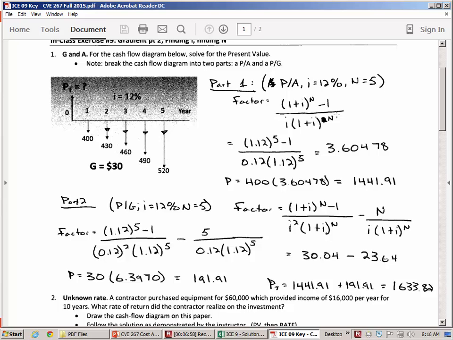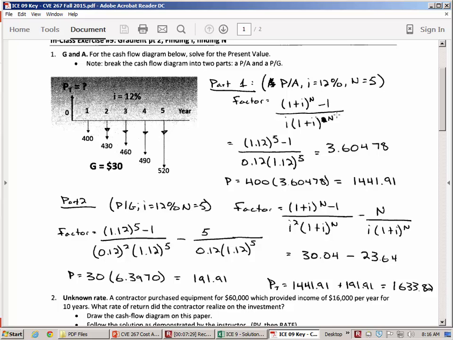So anybody have a solving strategy? If there was a problem like this, what would be your technique? Okay, of which one? Because remember, there's two parts here: the P/A and the P/G. Okay, so you were saying for the P/G, n equals 4. Now let's count that up: 0, 1, 2, 3, 4. You're right, n is 4.